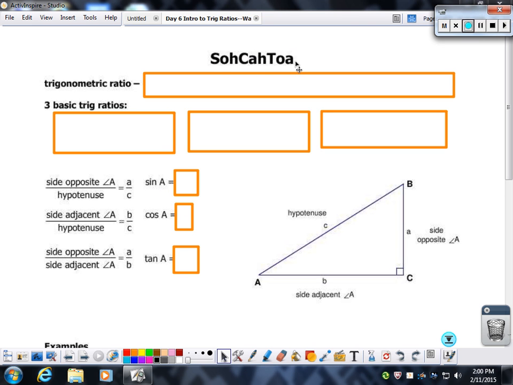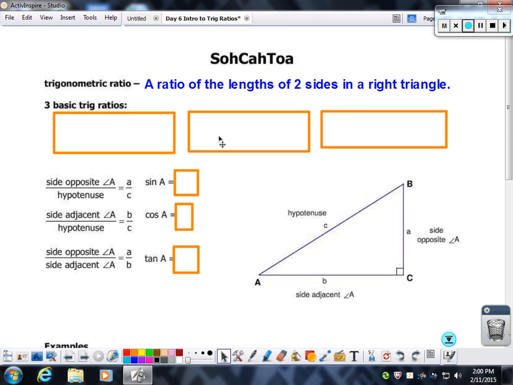SOHCAHTOA is just an acronym that will help you remember this stuff. We'll talk about it a little bit more in class. But SOHCAHTOA refers to trigonometric ratios. Trigonometric ratios are a ratio of the side lengths of two sides in a right triangle.